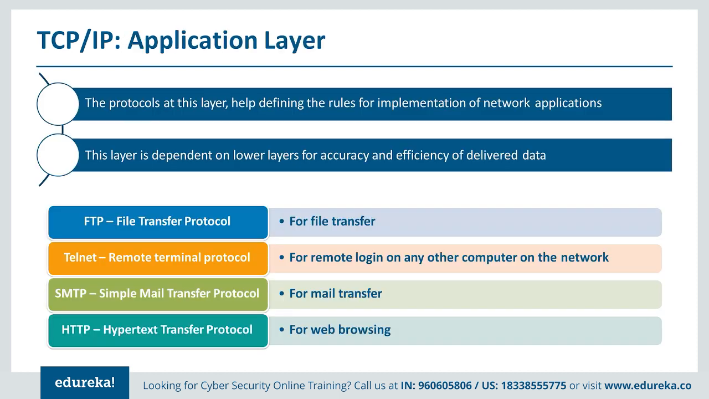What is FTP? FTP is simply a file transfer protocol. It helps us transfer files, sharing a file from a server or storing files on the server. Telnet is a remote login protocol. It helps us to log into a computer remotely. SMTP is the simple mail transfer protocol which helps us send emails. HTML is hypertext markup language, and it uses the HTTP protocol, hypertext transfer protocol, for browsing websites on the internet.